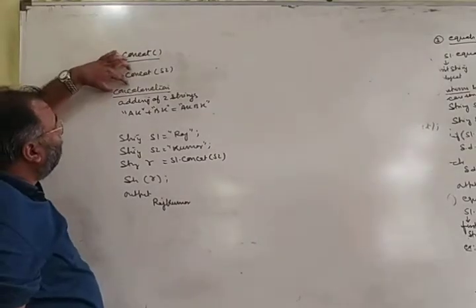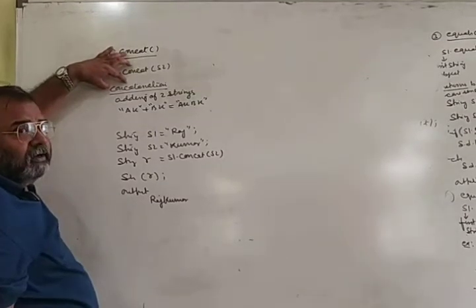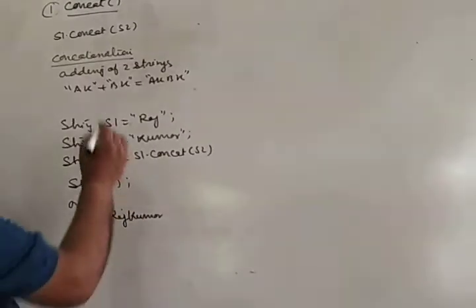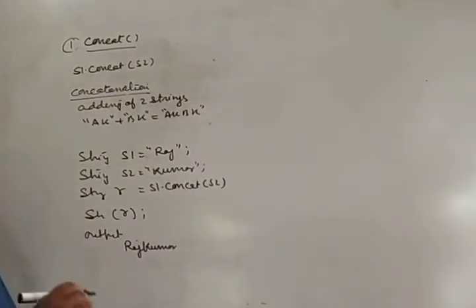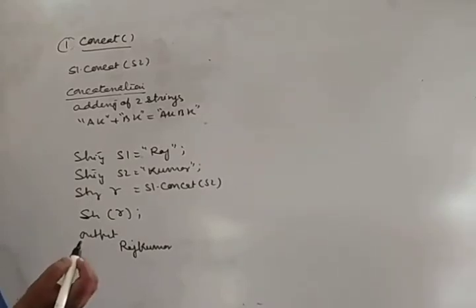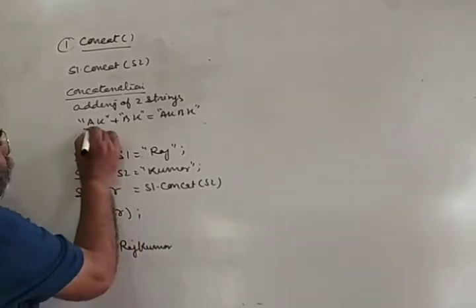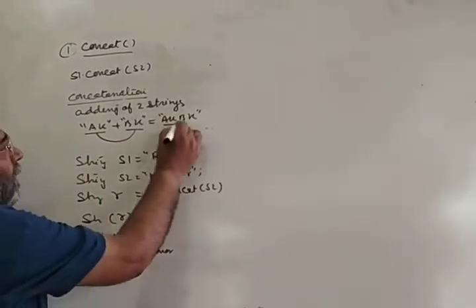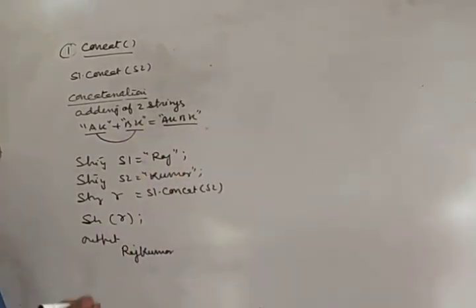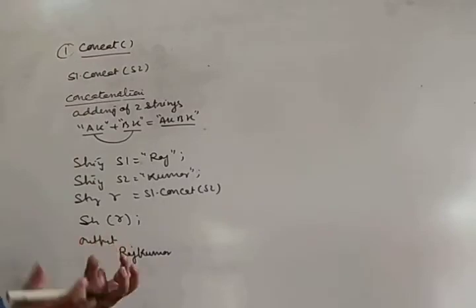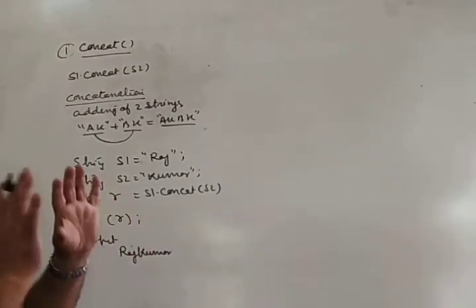There is a word in computer terminology, concatenation. It means adding of two strings. Adding means if two strings are put next to each other, making a new string, this is called adding of strings. And this process is called concatenation: putting two strings next to each other and making a new string.